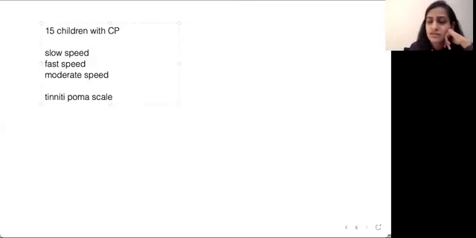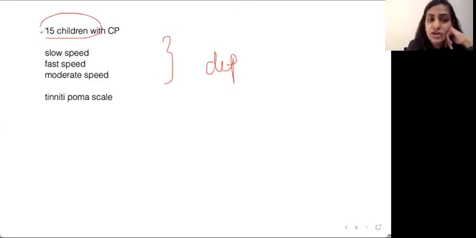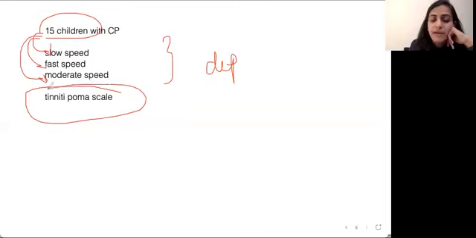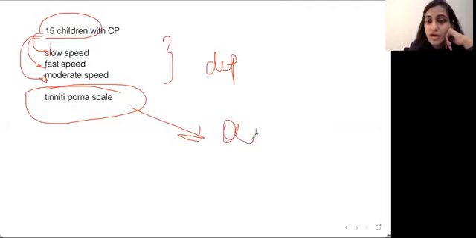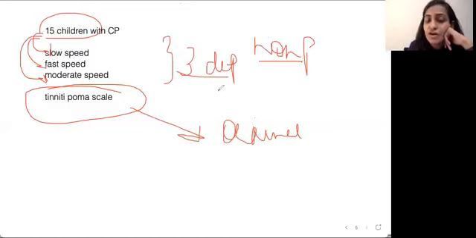Is it a dependent group or independent group? Dependent group, because the same 15 children are in group A, group B, group C. What is the dependent variable? Is it ordinal, nominal, interval, ratio? Ordinal. So now you have three dependent groups. What is the non-parametric equivalent called?